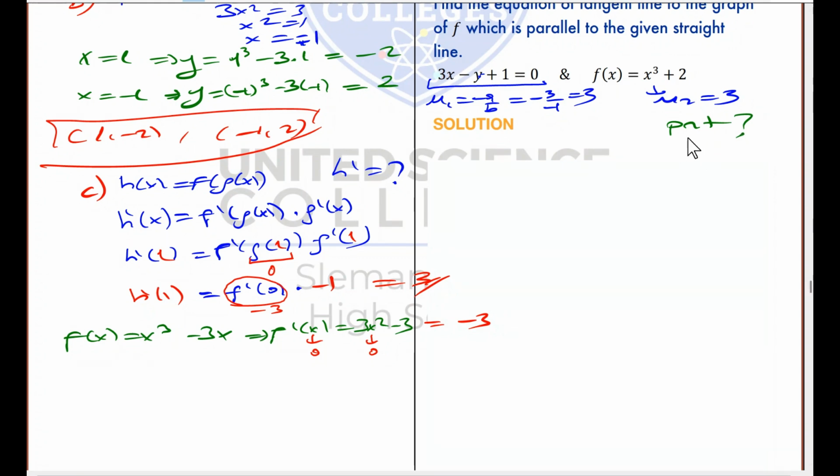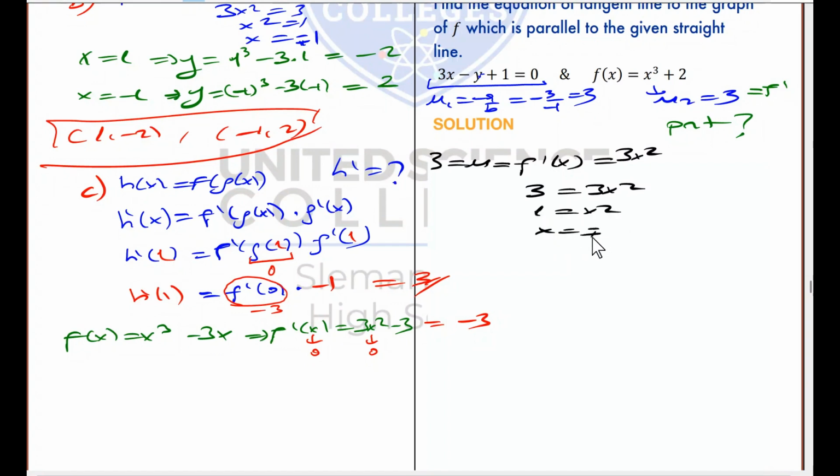Now I will find the point by using that slope. Slope means derivative, right? So I will find the derivative and equalize it to 3. So f prime of x, which is the slope, is equal to 3, and f prime is 3x squared plus 0. So 3 is equal to 3x squared. Divide both sides by 3. 1 is x squared, so x is plus and minus 1. I have two possible x's.